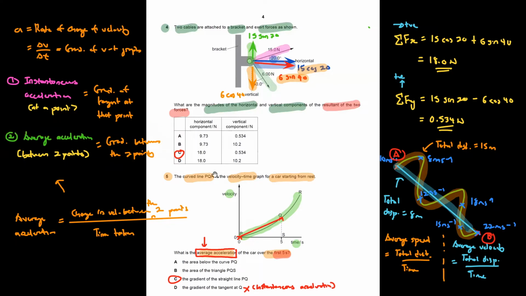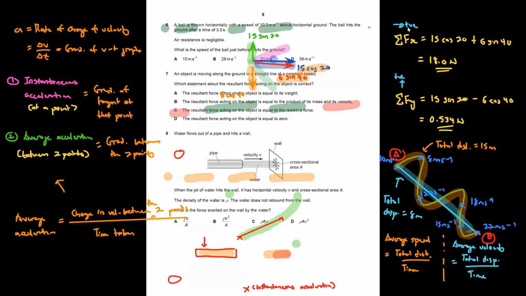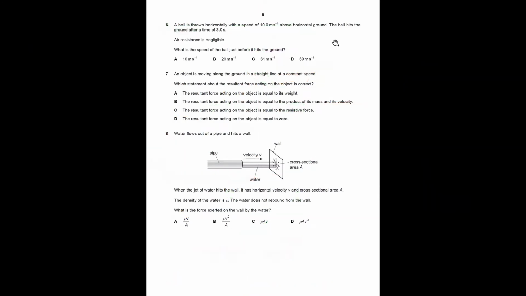Then if you're okay with that, I'll move on to question 6. So let me clear this off. For question 6, a ball is thrown horizontally with a speed of 10 meters per second above horizontal ground. The ball hits the ground after a time of 3 seconds. Air resistance is negligible here. What is the speed of the ball just before it hits the ground?